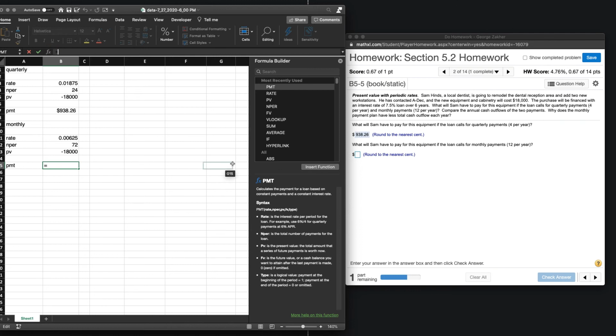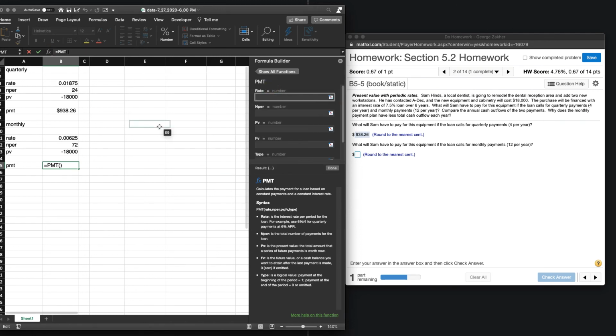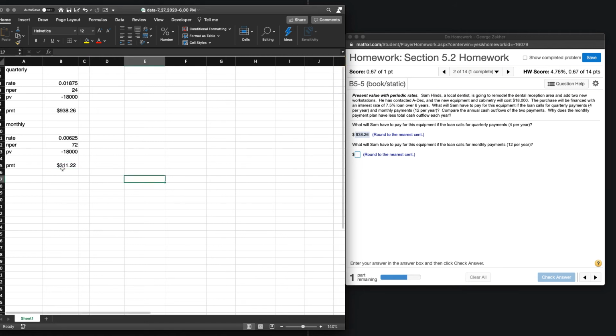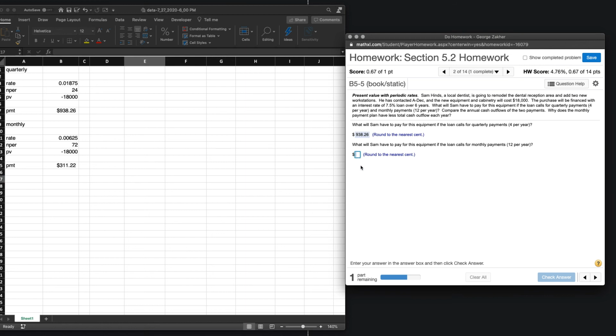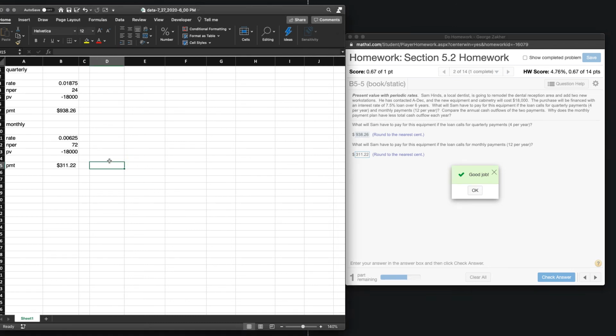Let's use our function. Okay, so it looks like we're paying $311 monthly. Now, the question asks, why does the monthly payment plan have less total cash outflow? Now, they've made that assumption for us, but let's make sure that that's actually true.